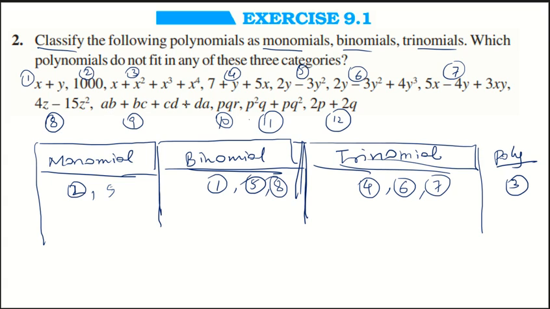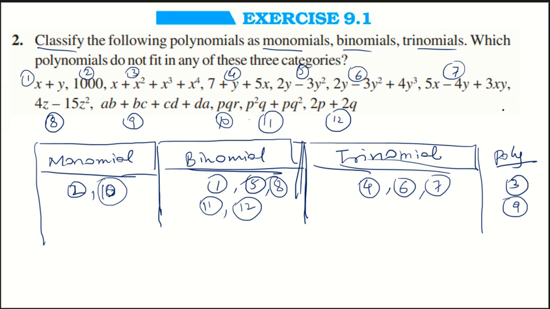Then AB plus BC plus CD plus DA. So, the ninth one comes under polynomial because it has got 4 terms. PQR, so it has only 1 term, that is the 10th one, which comes as monomial. Now, P square Q plus PQ square, this becomes binomial. So, the 11th one comes under binomial. 2P plus 2Q, that also has 2 terms, so it comes in a binomial. So, this is how I do classification.